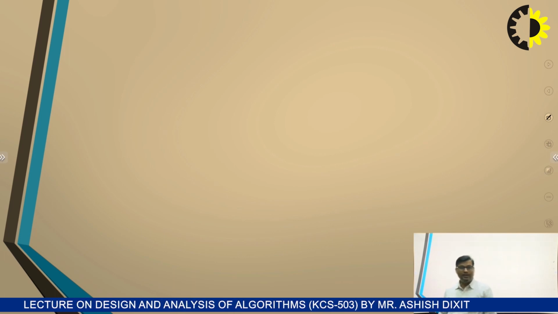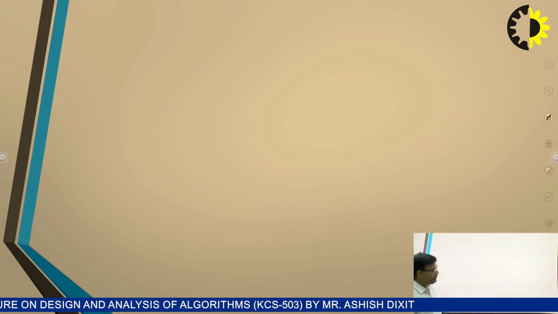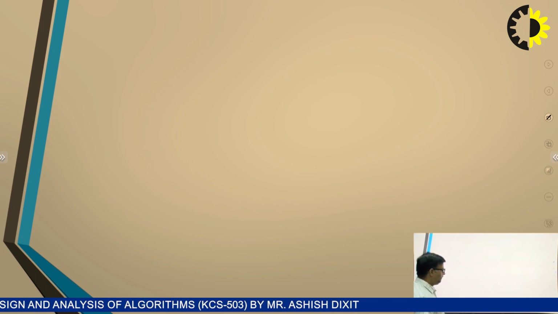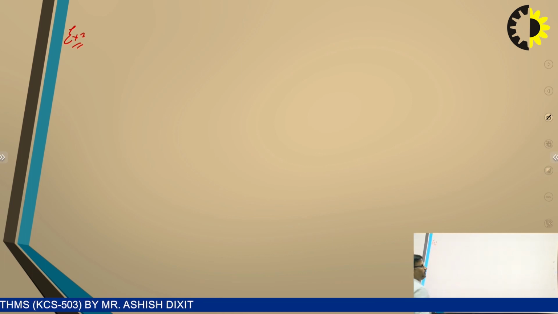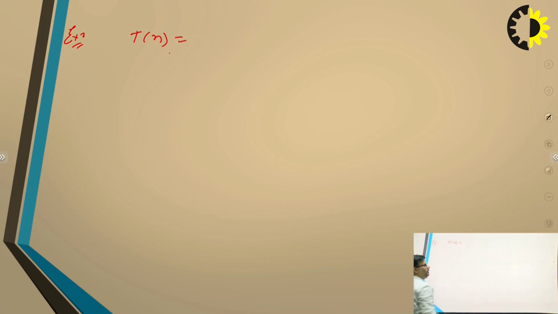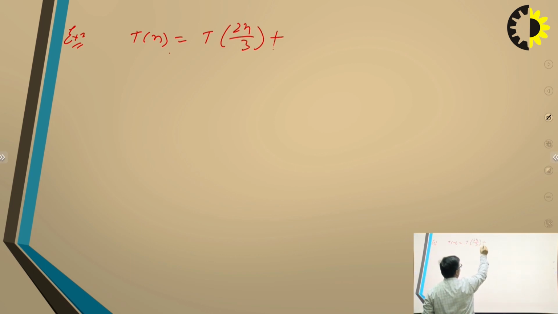Where we will apply the case second. Let's take the example: Tn equals T of 2n by 3 plus 1, by master theorem.